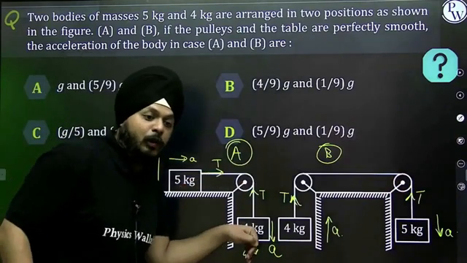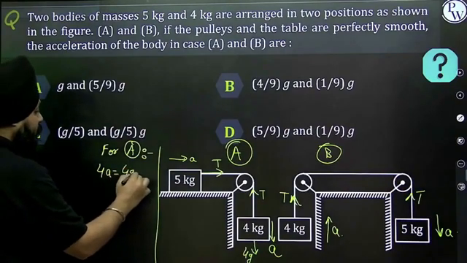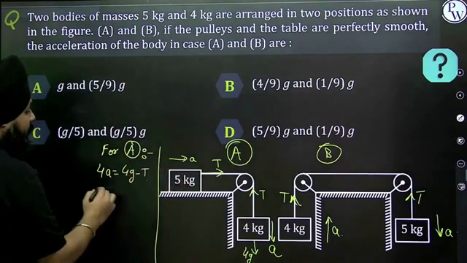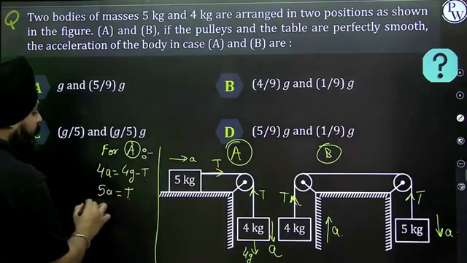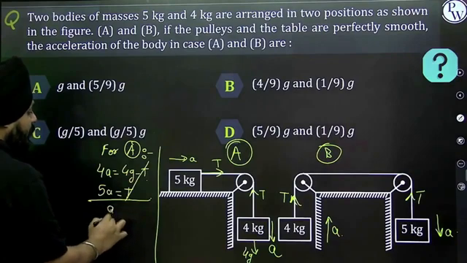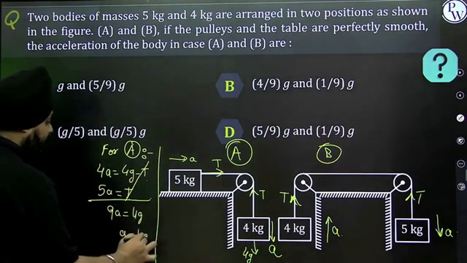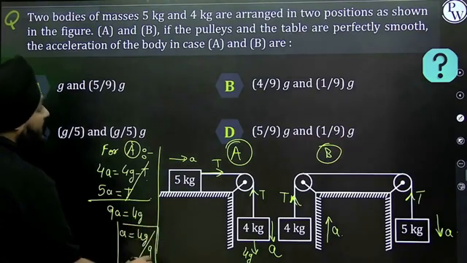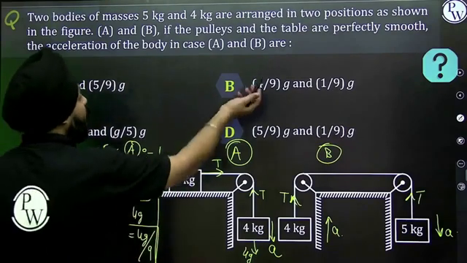4g, the net acceleration is in the downward direction, so it is of the higher magnitude. For this, phi a is equal to t. 9a is equal to 4g. Acceleration in case a is equal to 4g by 9. Right, I think we got the option, but it's okay.